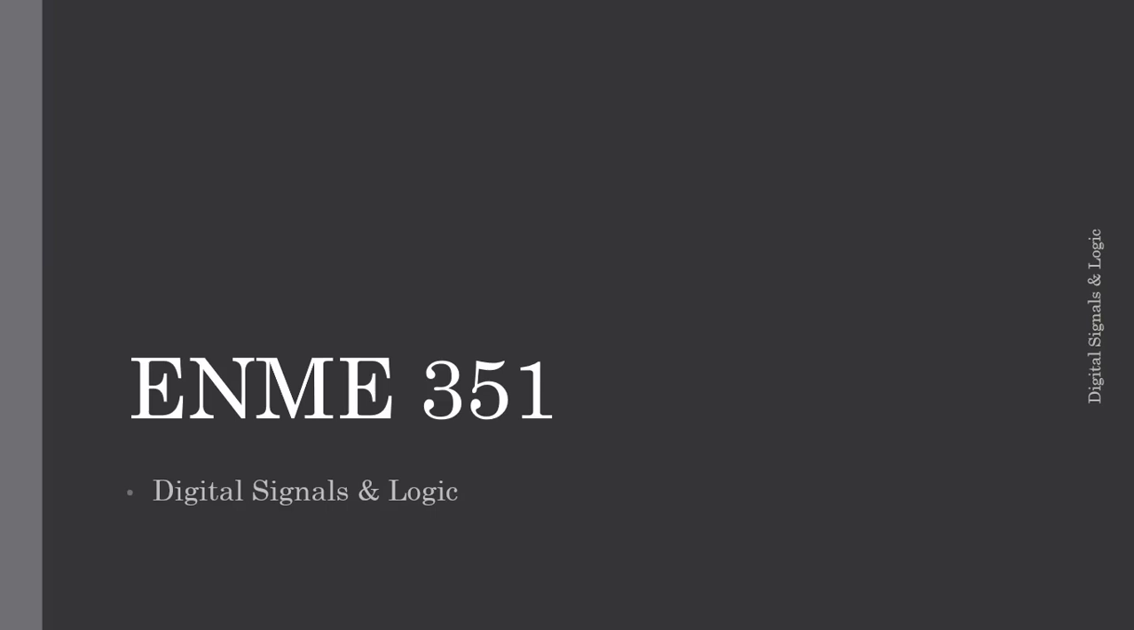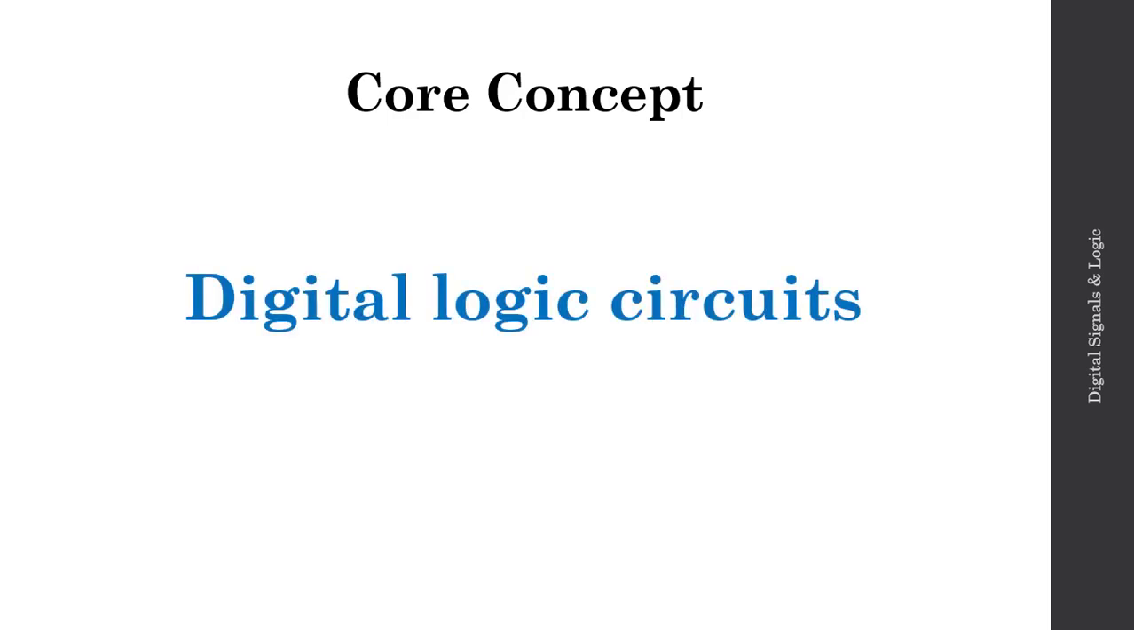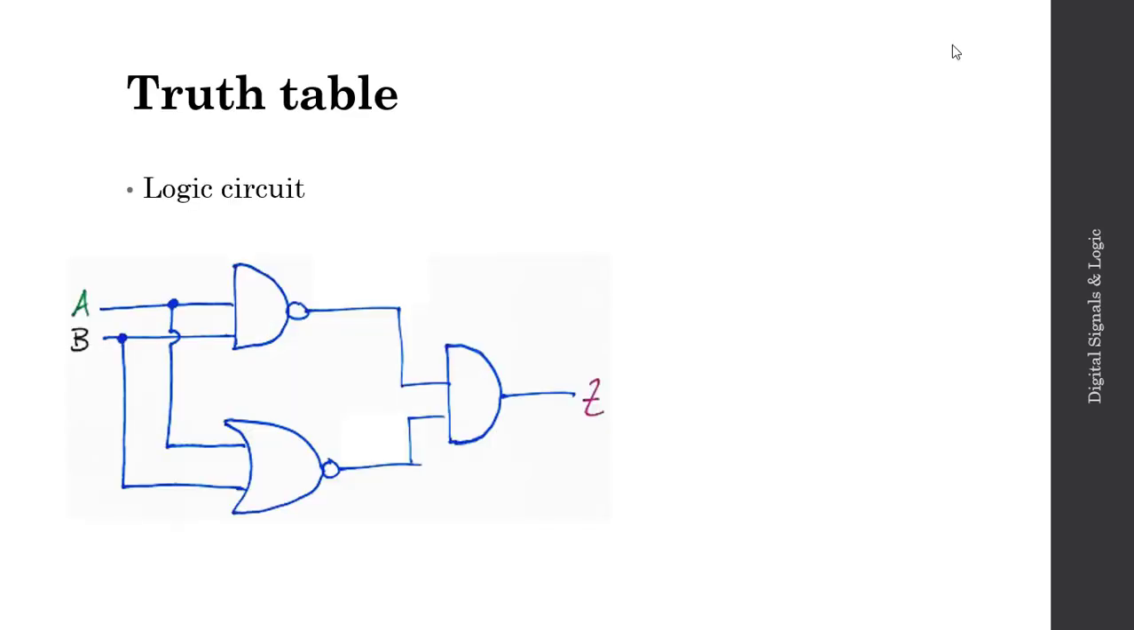Let's wrap up our exploration of digital signals and logic. So far, we've explored digital versus analog signals, different base systems, and logic gates. Now let's explore the core concept of this lesson, digital logic circuits. Now that we understand basic logic gates, we can explore more complex logic circuits composed of these logic gates.